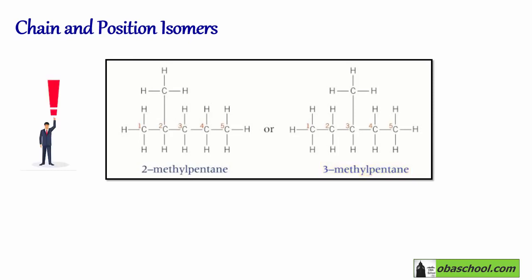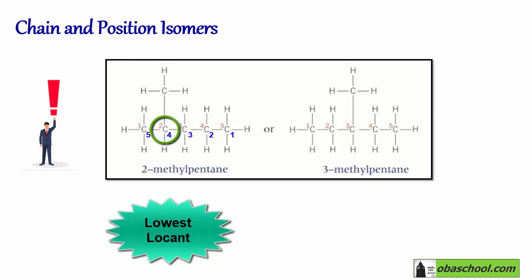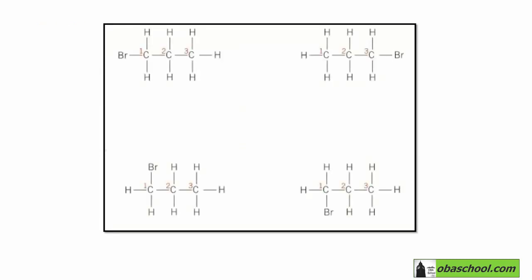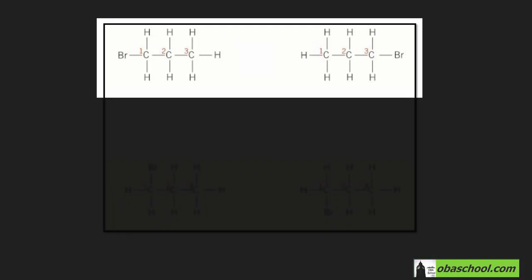So please keep in mind that when numbering the main carbon chain, you will number in the direction which gives the carbon atom holding the functional group or the branch the lowest number possible. And this is why we numbered in this direction and not in the opposite direction over here. Let's take another example. So we have these two sets of molecules. Let's examine the first set.